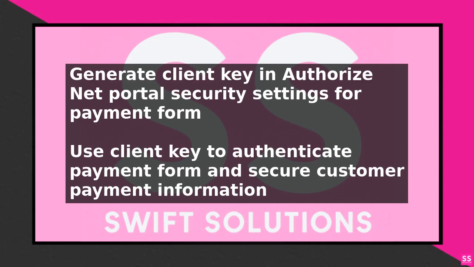Next, you need to generate a client key, which is used to authenticate the payment form. This can be done by logging into the Authorize Net portal and navigating to the Settings section. The client key is typically found under the Security Settings or API Keys section.